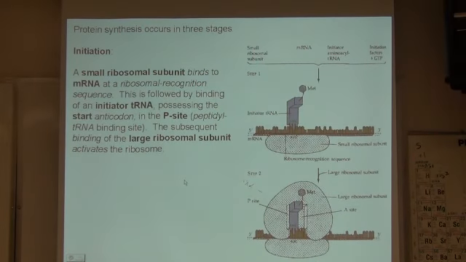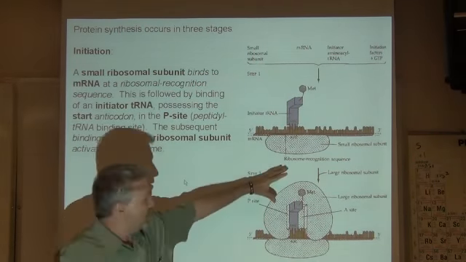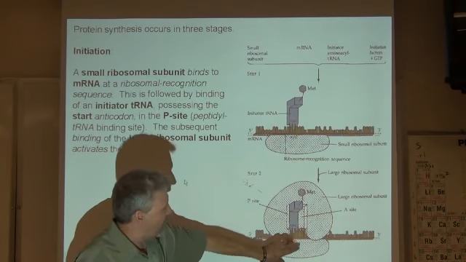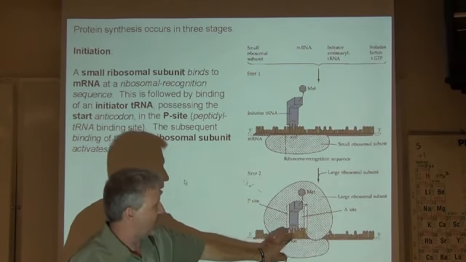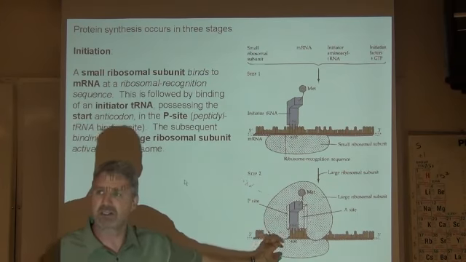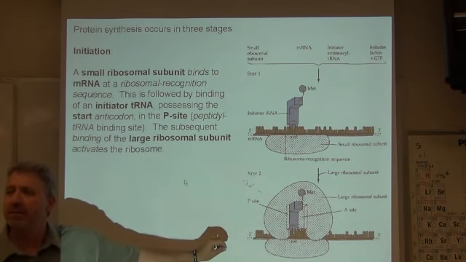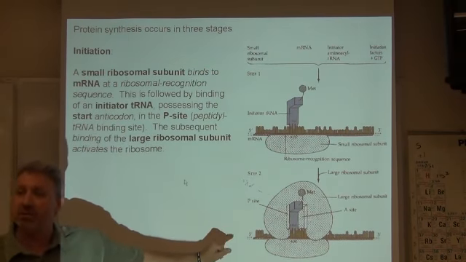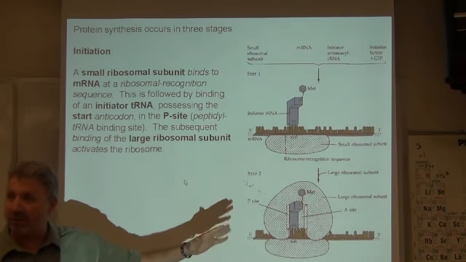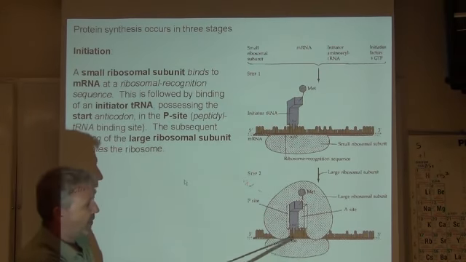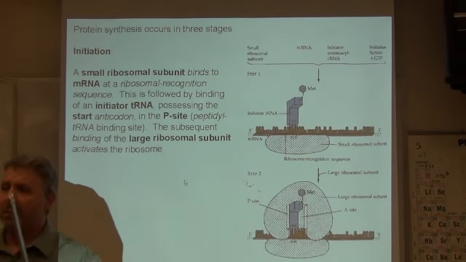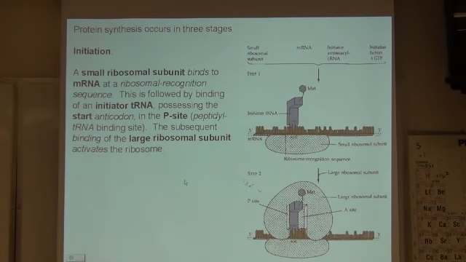amino acid. The large ribosomal subunit sits down on top of the messenger RNA and sandwiches the messenger RNA between the 2 subunits, the ribosomal subunits. There's 2, a small and a large. Now, the small and large ribosomal subunit are only together during active protein translation. All other times they're apart, floating around.